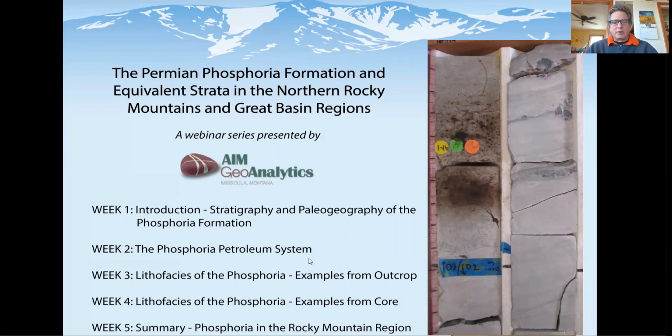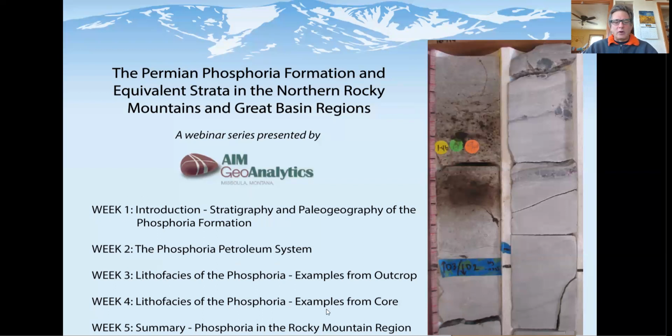Then in week 2, we looked at the petroleum system, particularly some of the geochemical attributes that correlate the Phosphoria oil in Wyoming with Phosphoria source rocks in Idaho. There's a long distance migration story. Last week, we took a look at some outcrop photographs and characteristics of the Phosphoria, mainly in the Meade Peak and the retort depot centers.